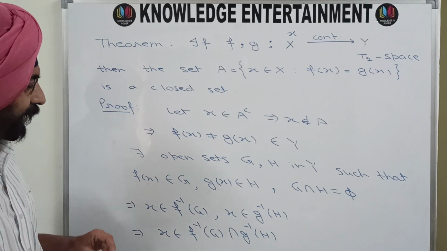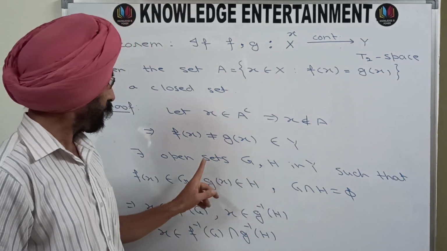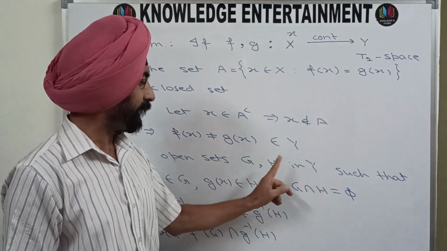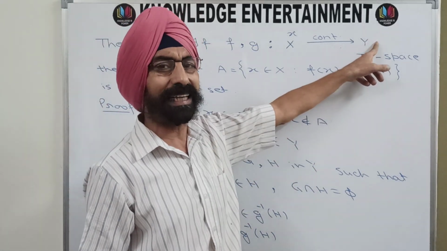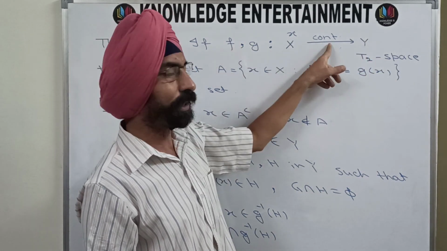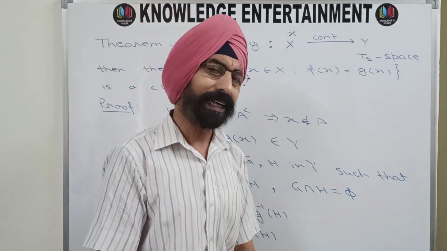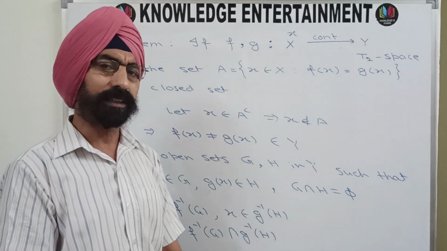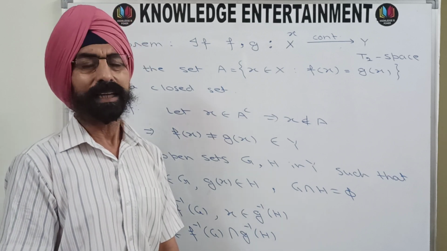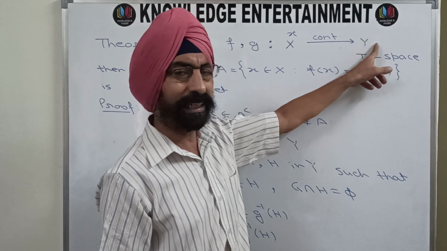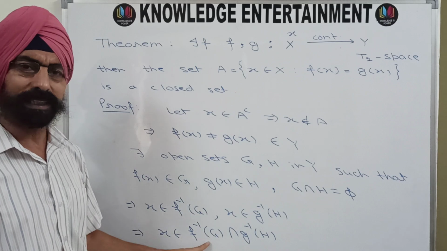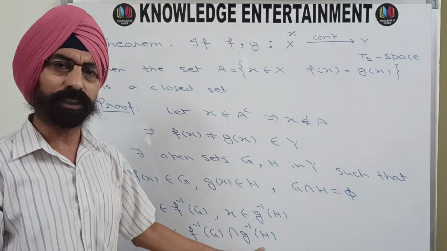One thing again to note, that your G and H are open sets. G is an open set in Y, H is an open set in Y. So G and H are open sets here, and the function is continuous. You know that if a function is continuous from a topological space X to the topological space Y, then the inverse image of every open set in Y is open in X. So that means F inverse G is an open set. G inverse H is also an open set.